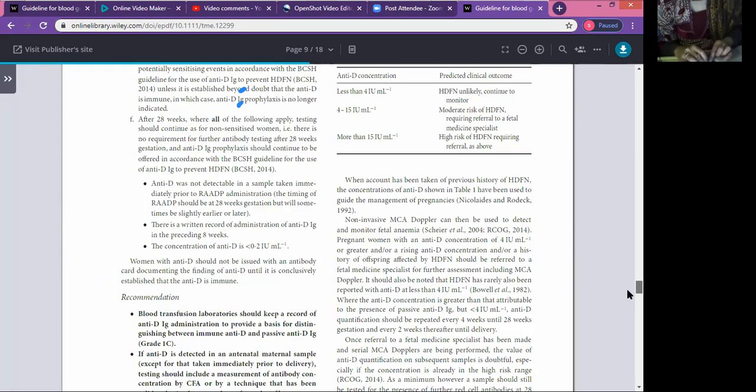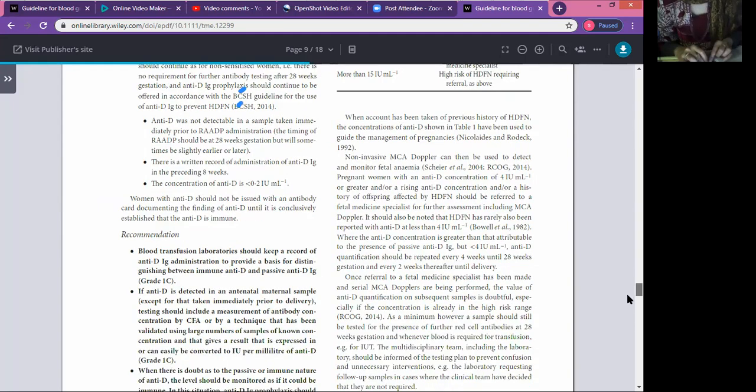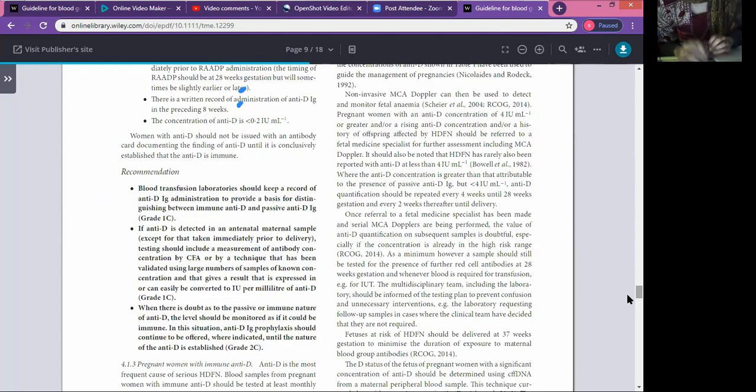We should also keep in consideration such values, whether they are in the 0.4 to 1 or 0.4 to 4 international units per ml, or whether they are less than 2.2. What they have recommended is that if anti-D had been administered, the laboratories should keep a record of this, and if anti-D is detected, then it should be measured by continuous flow analyzer method.